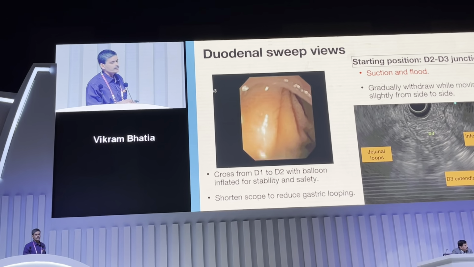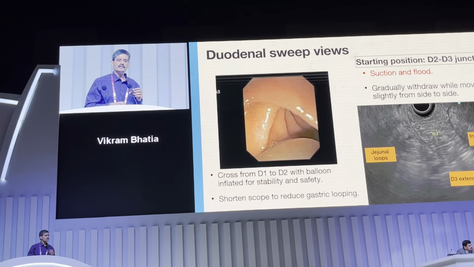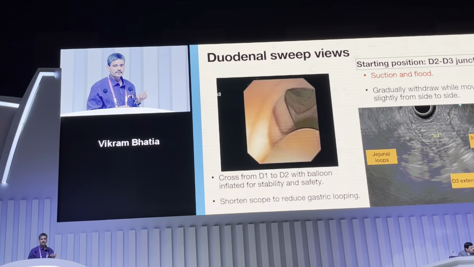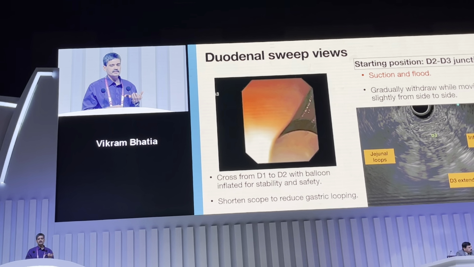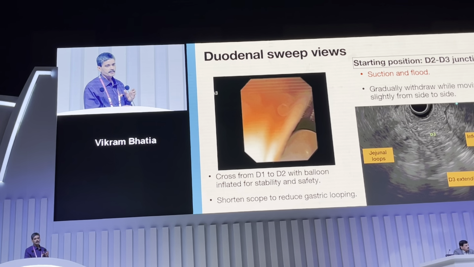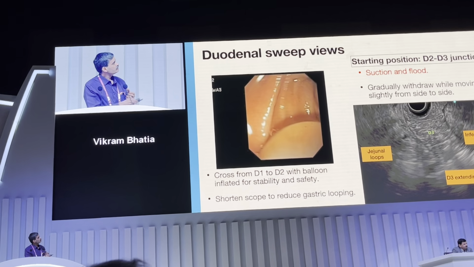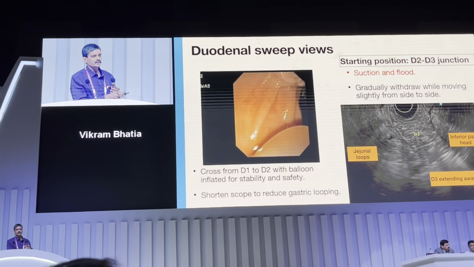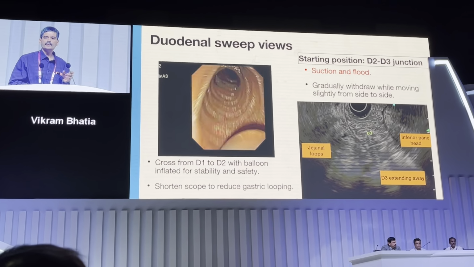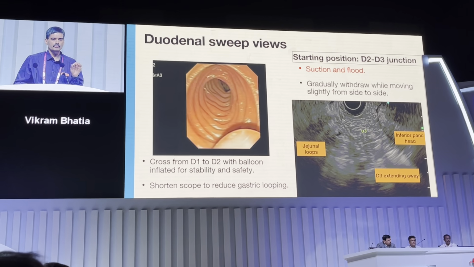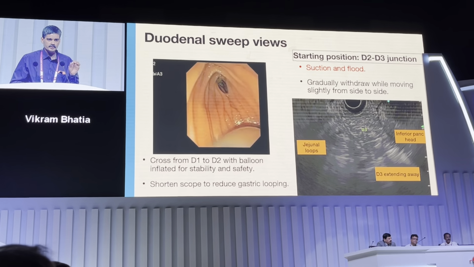I always keep a balloon on because that gives me stability and also safety, and there is less risk of falling out, and there is better acoustic coupling. We shorten the scope, and then we do 2 things. We suction and we flood. In D2, practically very often you find a lot of foam. So sometimes we need a bit of simethicone.